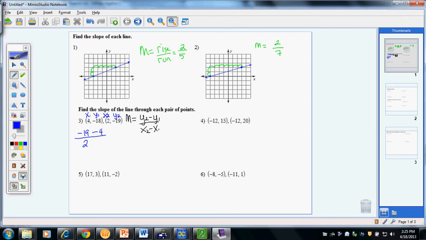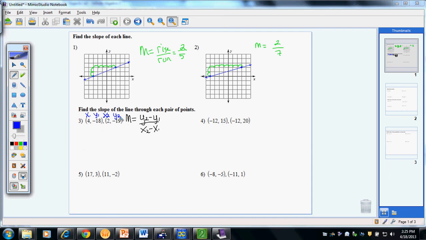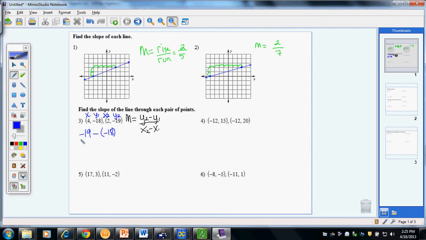I'm sorry, timeout, redo. Hope you all caught that mistake there. We are actually doing y2, which is negative 19, minus y1, which is negative 18, over x2, which is 2, minus x1, which is 4.